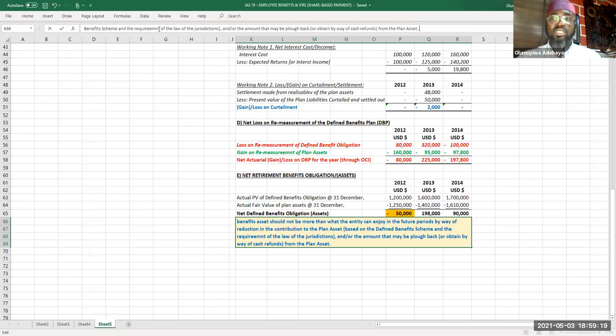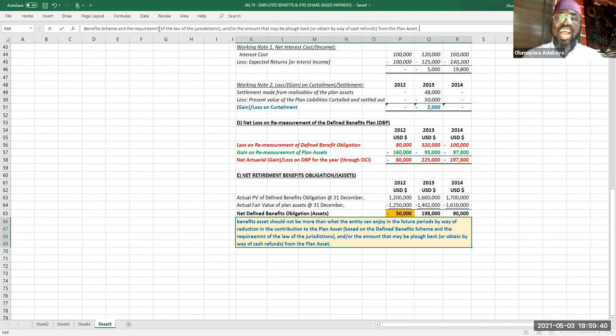As part of your what? Remeasurement what? Loss. Let's look at the second scenario. What if the present value of future benefits associated with recovery, or reduction in future contribution associated with that asset, is $60 million? But what you actually have is $50 million.